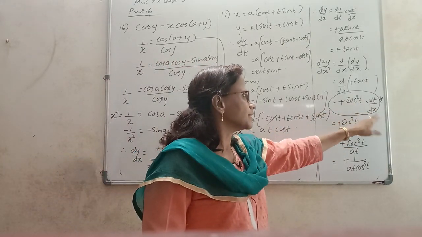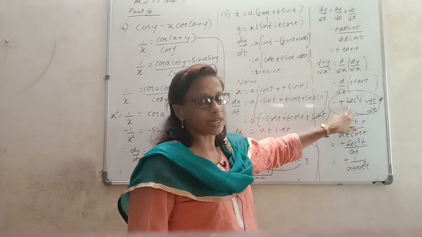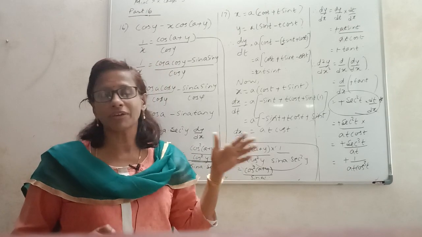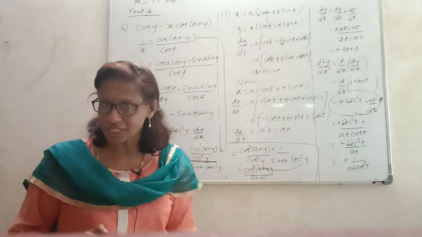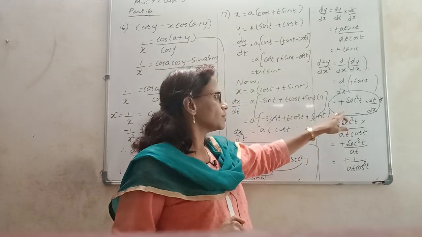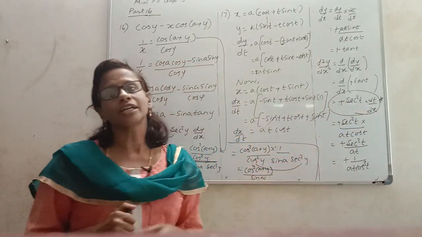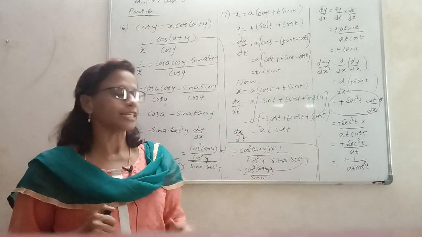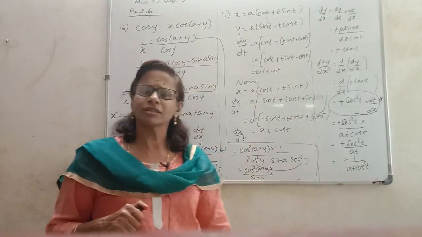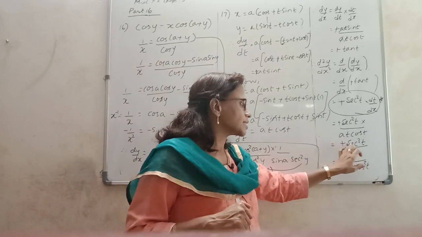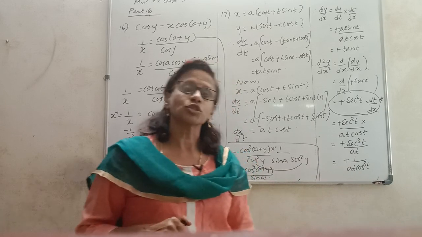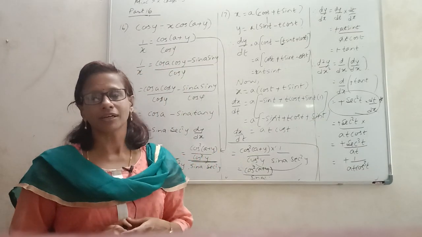Sec squared t dt by dx: derivative of tan t is sec squared t, and dt by dx in order to make it derivative with respect to x. Sec squared t is the derivative with respect to t, so to make it with respect to x, it becomes dt by dx. I have told you, whenever you get dt by dx, write dx by dt in the denominator. Dx by dt you have. Put it in the denominator, that's all. Then solve it. Either you can have the answer as sec squared t by a, or you can have 1 by a cos cube t. Both are correct.